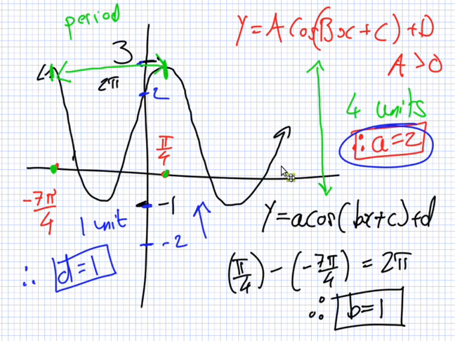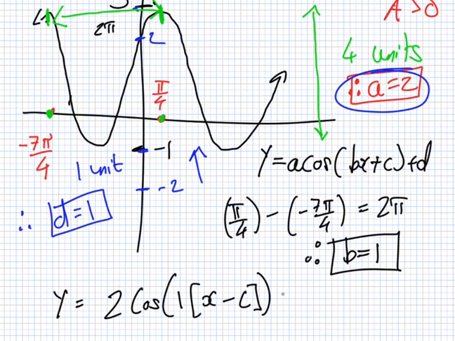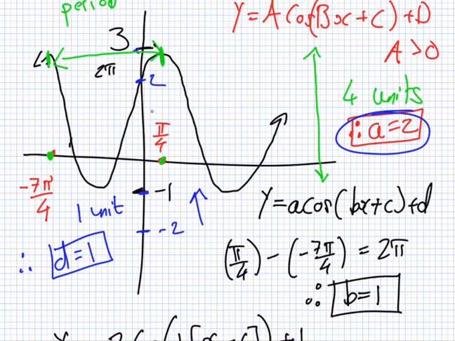So we know, at least, that y equals a cos bx minus c plus 1. To find the c, we need to use a point on the graph. I think the easiest point to use is this point here, the point pi over 4 and 3, at the top. So I can use this point to find the c.